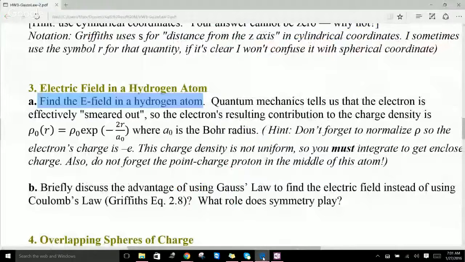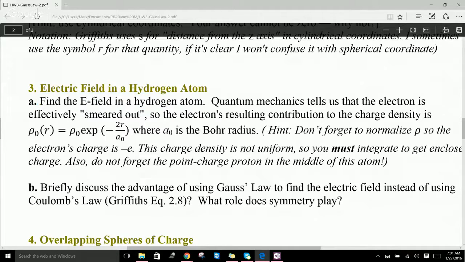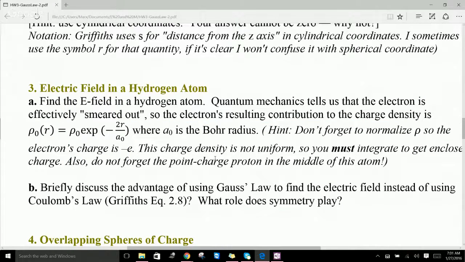Okay, so this is a question that's asking to find the electric field in a hydrogen atom, and we have to use the quantum mechanics model that tells us that the electron's resulting contribution to charge density is this function here, with rho zero being the normalization factor that we will have to find in a second. A0 is Bohr's radius, and so yeah, that's what we're going to do.